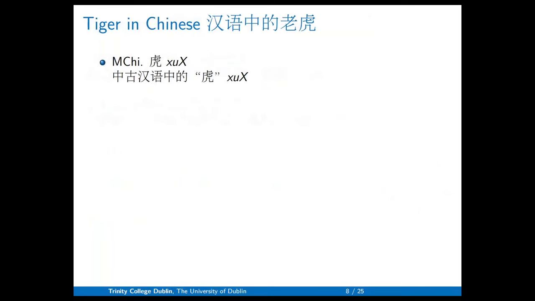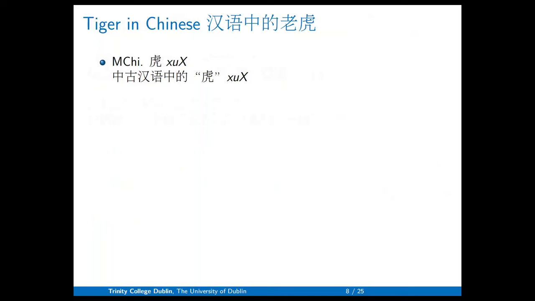So now let's look at tiger in Chinese. The word for tiger is hu. In Middle Chinese, it's also hu. It has a tone; Middle Chinese has four tones: ping sheng, shang sheng, qu sheng, and ru sheng. This is written in Baxter's system for writing Middle Chinese.